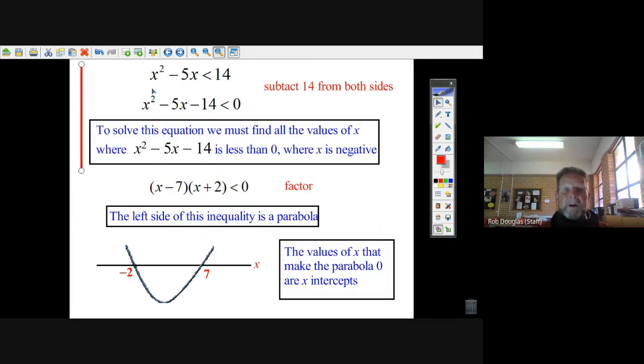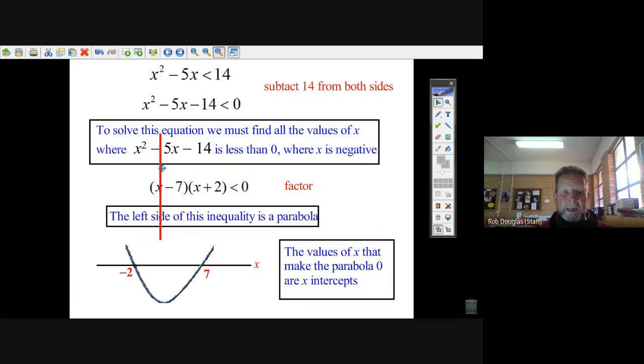And let's take a look at this. It starts off x squared minus 5x is less than 14. Well, if you want to solve this, what you have to do is make sure there's 0 on one side. Most people are pretty good at this. We subtract 14. And then you remember you have to factor it. So you factor it like this. But to solve the inequality, we must find all the values of x squared minus 5x minus 14 that are less than 0. You see it reads x squared minus 5x minus 14 is less than 0.